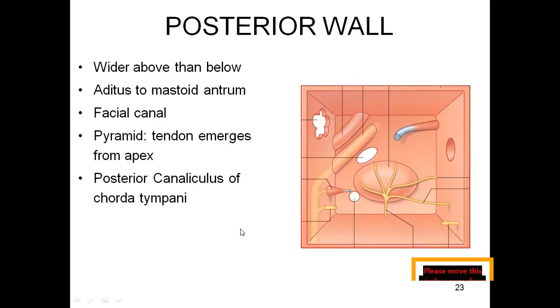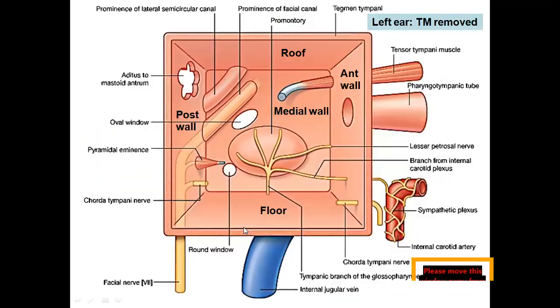Now coming to the medial wall, let us see the labeled picture first. So the medial wall is all this. I told you, the lateral wall has been opened so as to see this square-like structure for our understanding. This is all medial wall. In the medial wall, we are finding the prominence of the lateral semicircular canal, which is a part of the internal ear. We are also finding the facial canal.